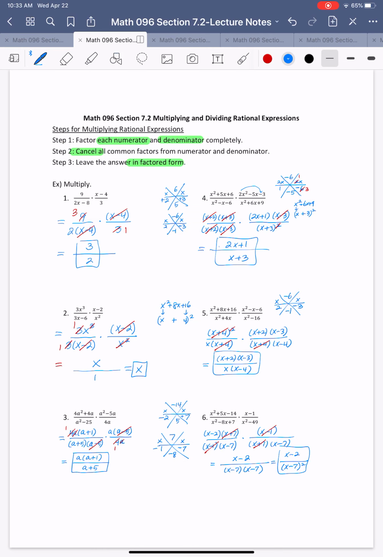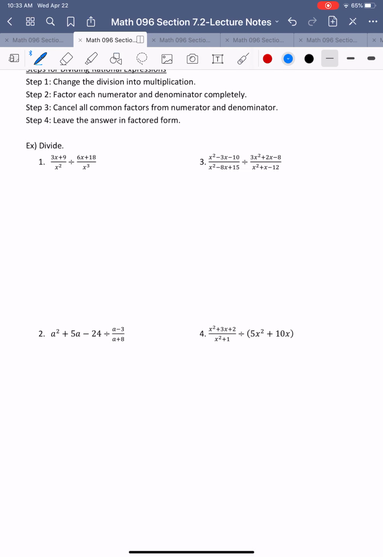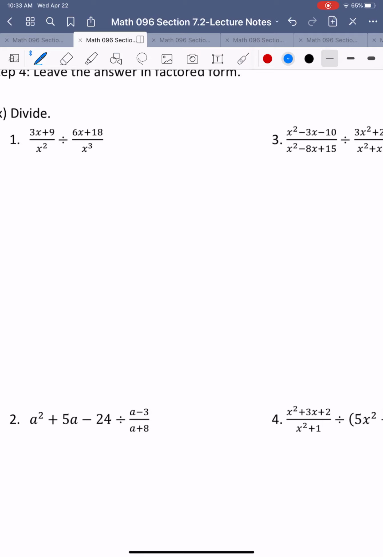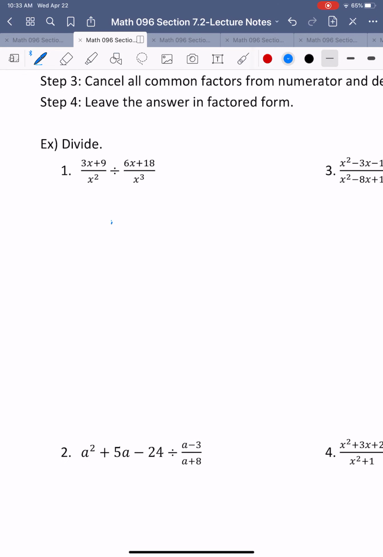And then let's take a look at the second page. In the second page, now we are dividing. So when you're dividing, the only difference is step 1 actually. There's one more step. Because as long as you change it to multiplication, and then we just do it as a problem we just did on the first page, okay? So the page is really easy. So first of all, I need you to change to the multiplication problem.